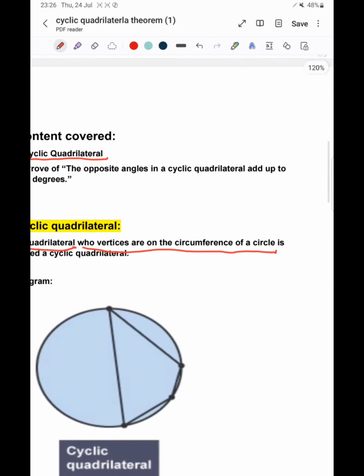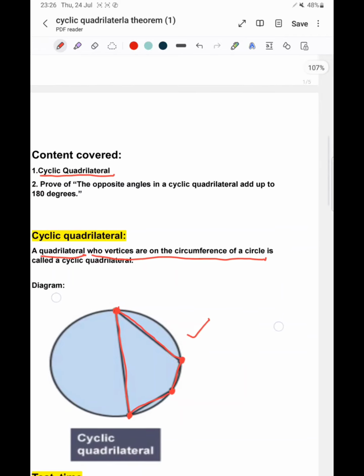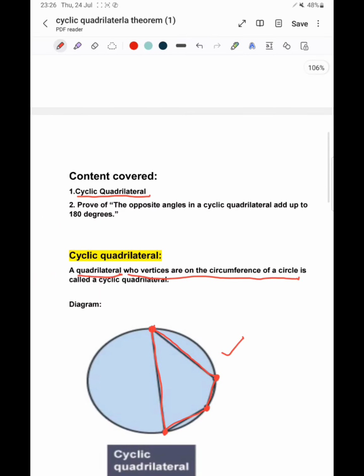If we look at this diagram here, we have a circle and we have this quadrilateral. A quadrilateral is a polygon with 4 sides, and if you look at the 4 vertices of this quadrilateral, they are lying on the circumference of this circle. So this is called a cyclic quadrilateral.